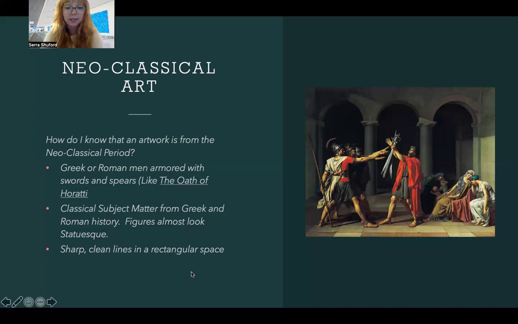Another thing, and I didn't list this here, that we notice a lot in neoclassical artworks is that while we are elevating and valuing these Greek and Roman soldiers and warriors, they do depict women as well, but they're typically shunned in the corner, overcome with fear or just not participating in the action.